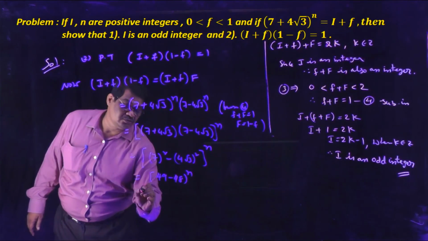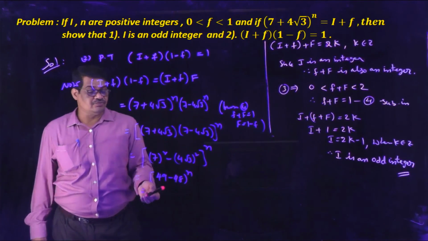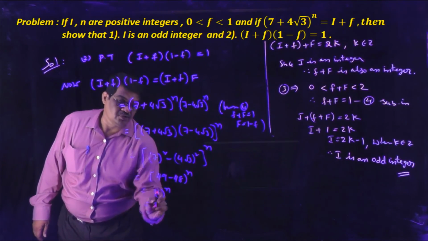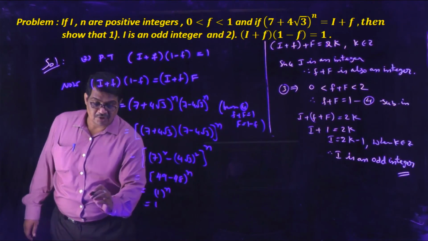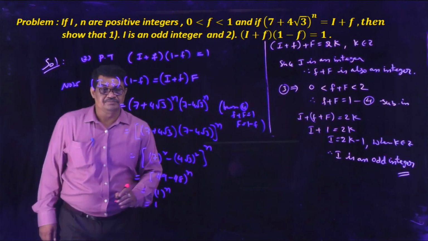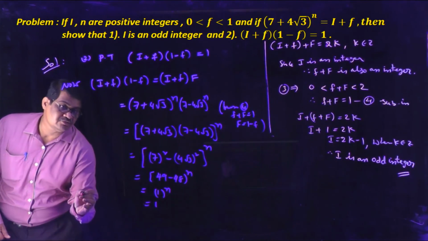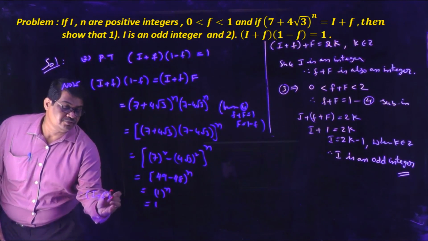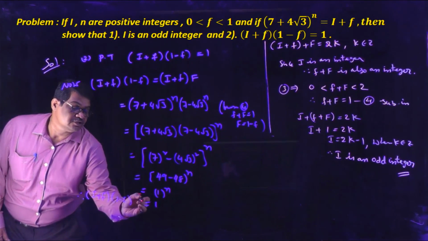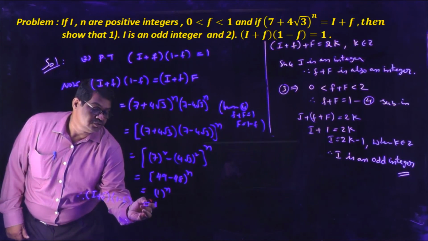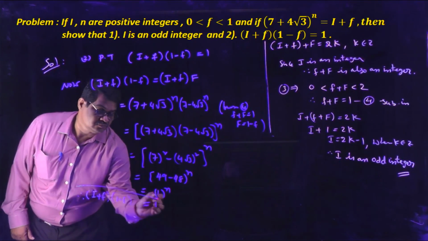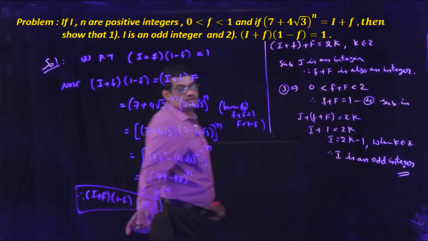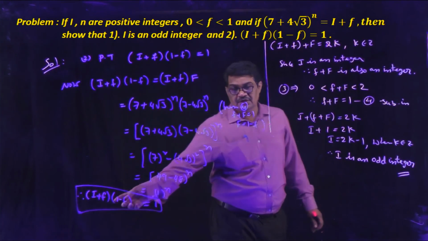That is equal to 49 minus 48, that is 1 to the power of n, which is nothing but 1. Therefore, we are getting I plus small f into 1 minus f is equal to 1. So this is the second result.